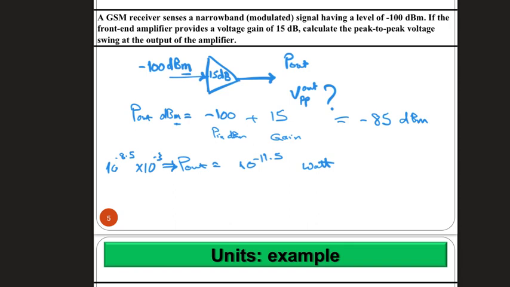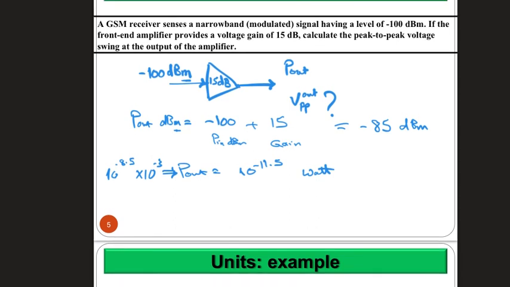Now you need to convert this into V peak to peak. How do you do that? So the way to convert power to voltage peak to peak is that we have to assume a certain output resistance, or resistance where this power is taken across. Typically, we assume a 50 ohm.